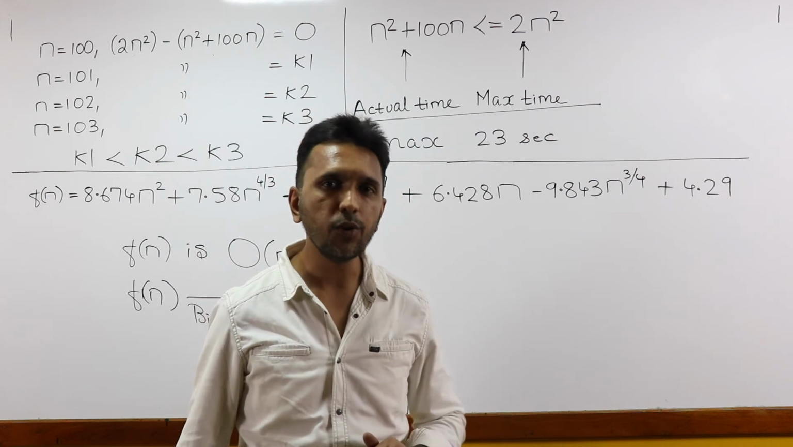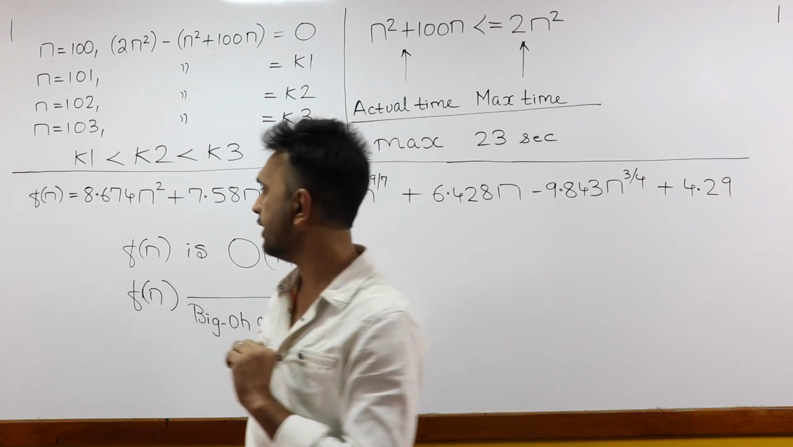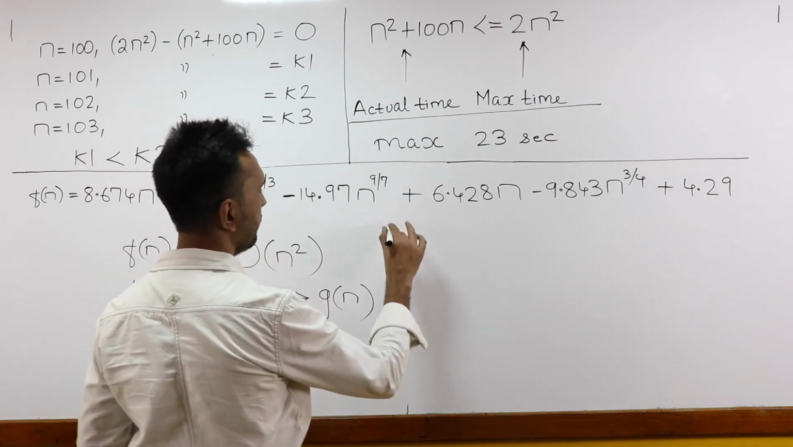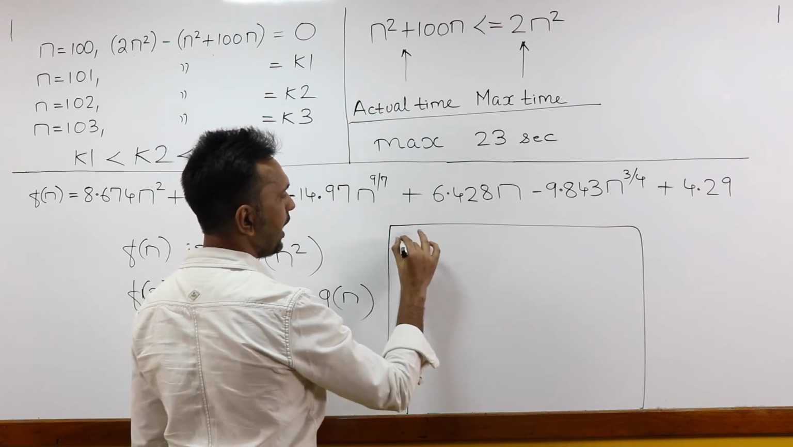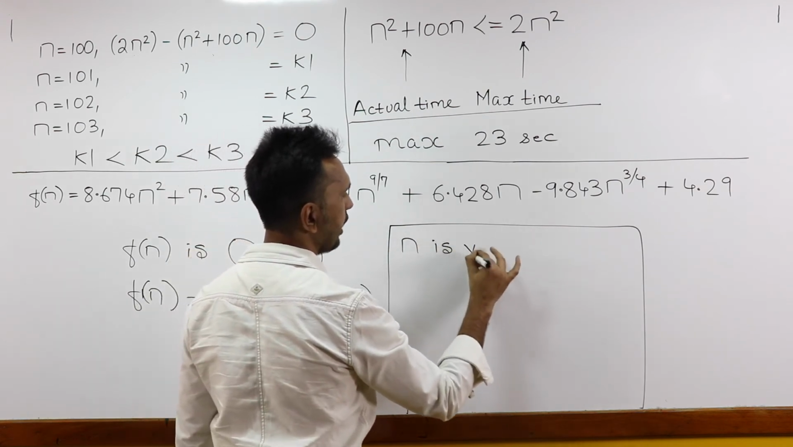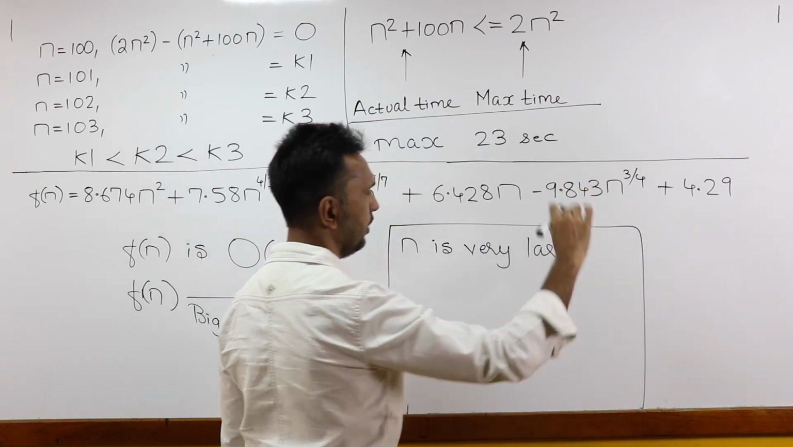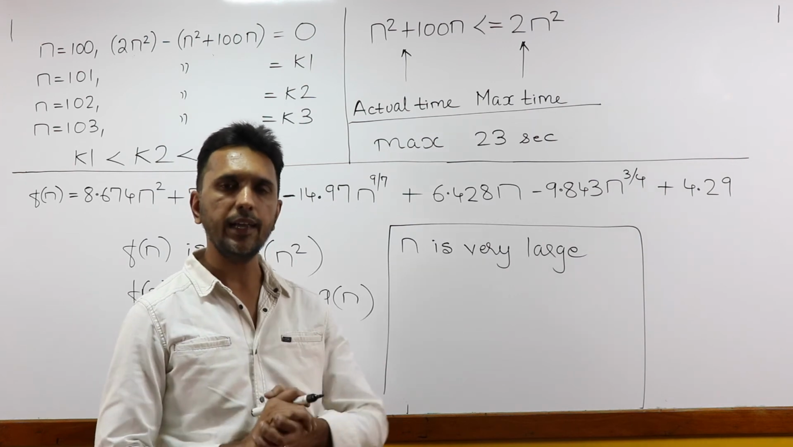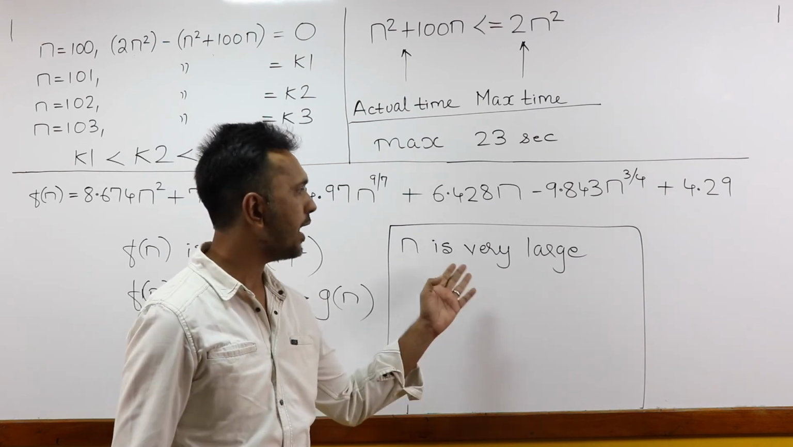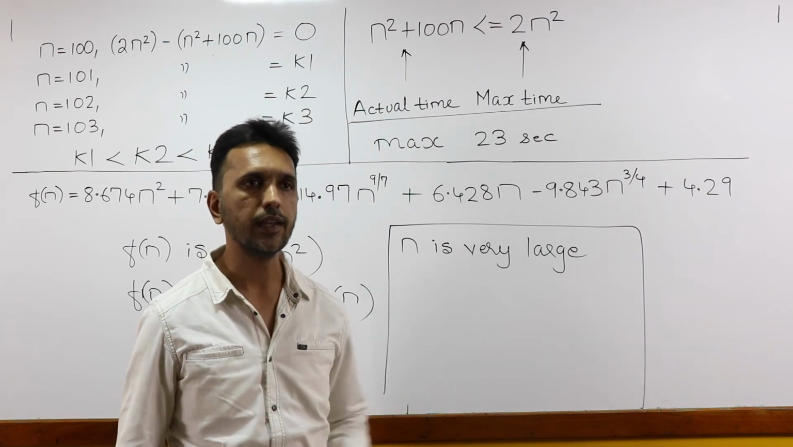Now, after big O notation is over, there is one more thing I want to talk about, and that is this n. We always say that n is very large. Now, in your Viva, in your oral exam, the examiner may ask you why n is considered to be very large. So the answer is something like this.